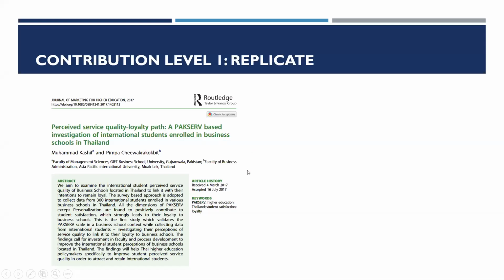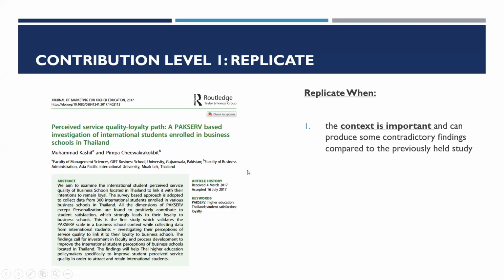So you should replicate when the context is important. In this paper, the context of international students enrolled in business schools of Thailand was very important because, when we started this study with the initiative of the government of Thailand, they were trying to attract a lot of international students, but they were facing trouble at the same time. So we gave this idea that by improving the service quality to loyalty path, they can get a lot more students to enroll in the Thai business schools.